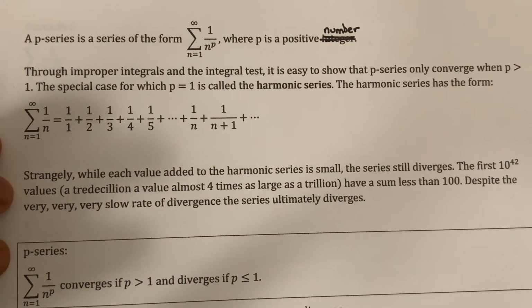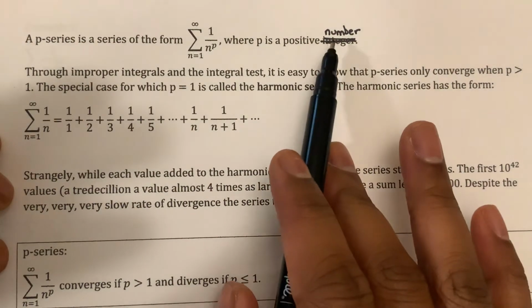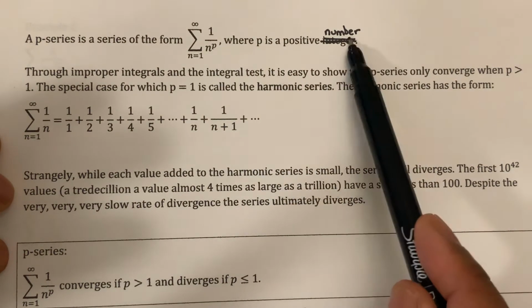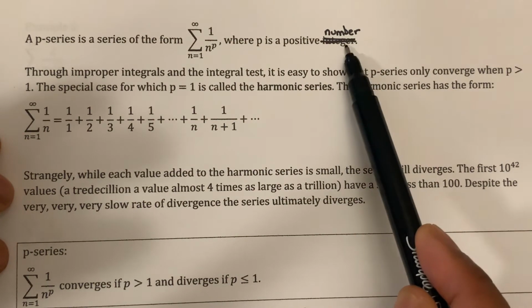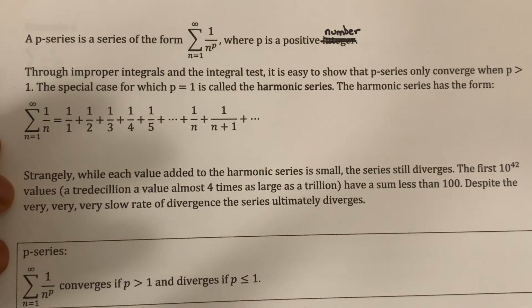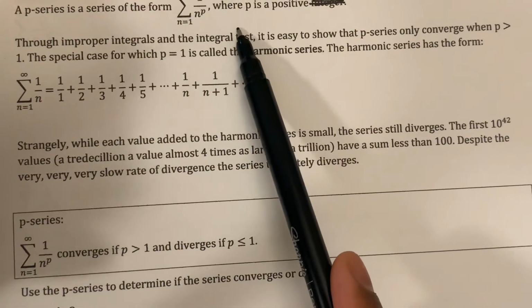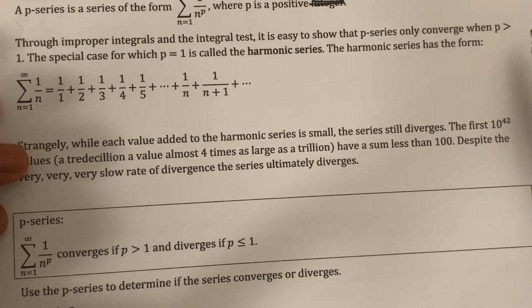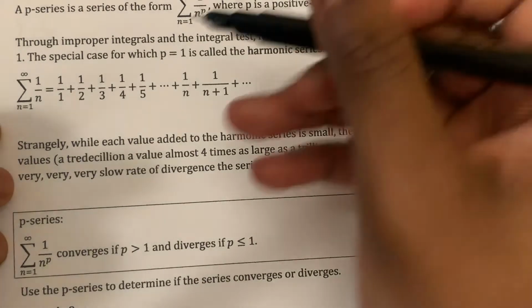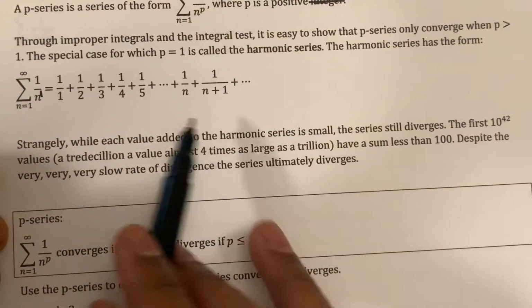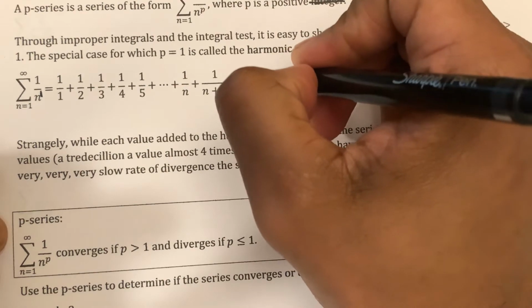Now, generally, we're going to see rational numbers or integers, but really p just has to be some positive number. But because we're generally dealing with sequences, we really only work with rational numbers or integers. Through improper integrals and the integral test, we can show that a p-series only converges when p is greater than 1. This is the harmonic series, the case where p equals 1, where the exponent is 1. This is divergent.